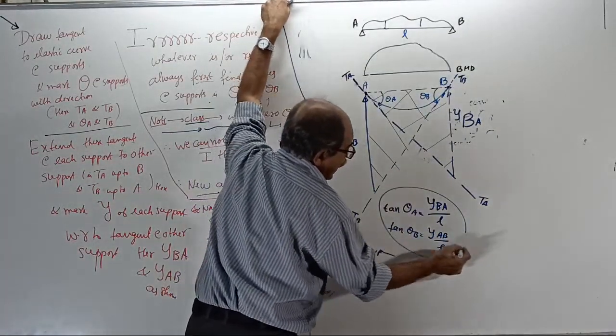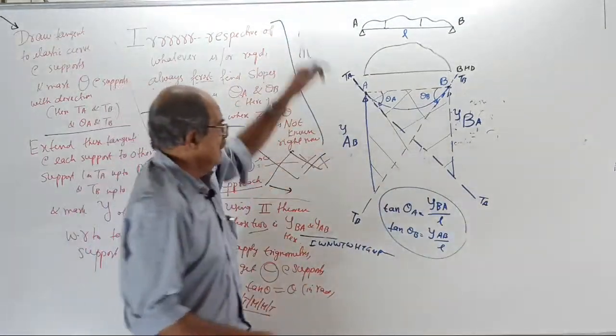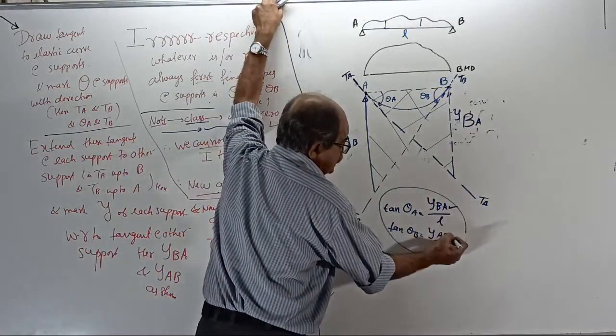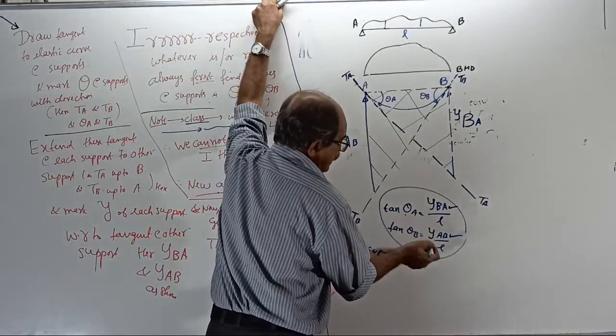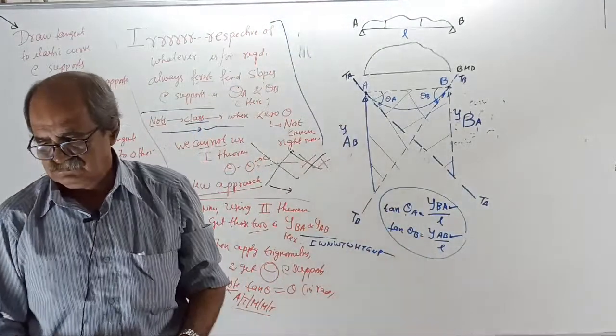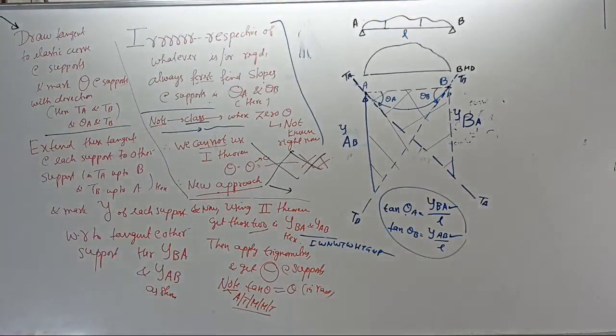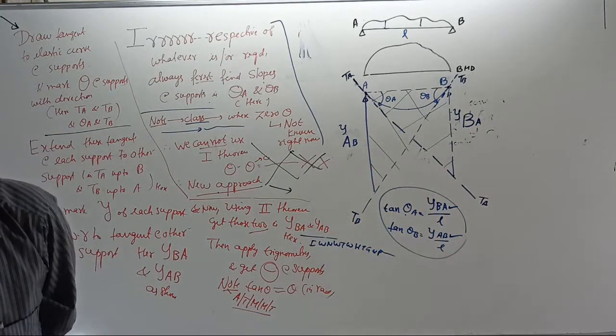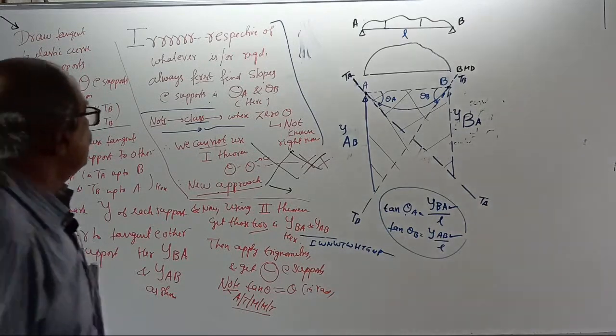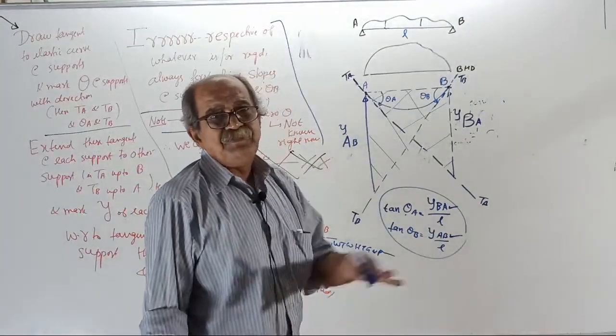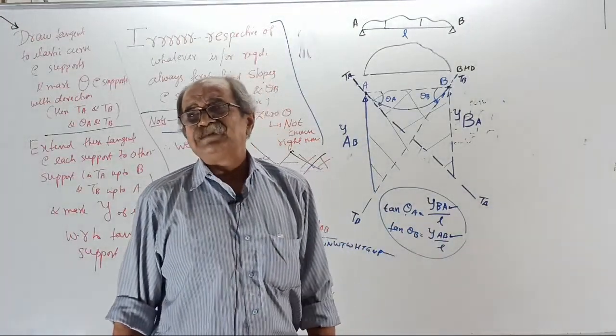Is it fully clear? That's all. These two are already known, therefore you get theta A and theta B. These two are already clear. How to get these two? Okay. Now, further steps. How to find slope at the support will not come.